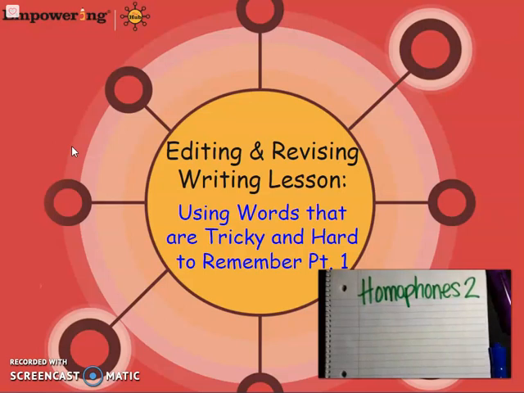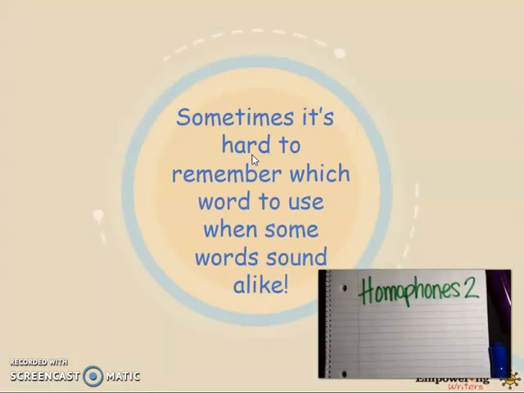And today we're going to talk about some words that can get a little tricky. Again, a homophone is a word that has the same sound, but it has a different meaning and possibly a different spelling. So they can be really tricky when it comes to writing. And sometimes it's hard for you to remember which word goes where because they sound exactly alike.